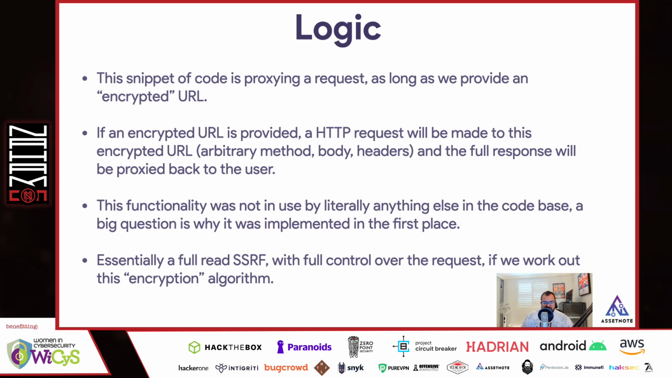The logic was essentially, as long as we provided an encrypted URL, an HTTP request would be made to this encrypted URL. You could control the method, the body, and the headers, and the full response would be proxied back to the user. This functionality was not in use by literally anything else in the code base, and it was a big question why it was implemented in the first place. Essentially, it's a full read SSRF with full control over the request if we work out this encryption algorithm.